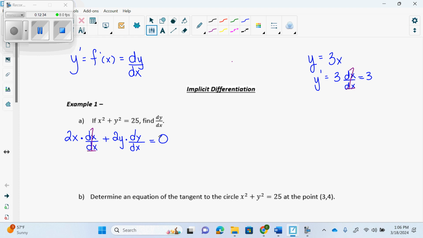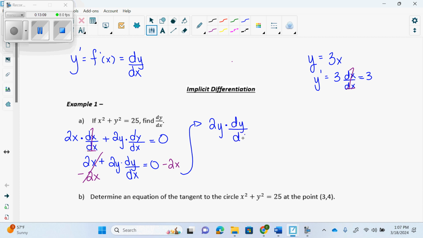Yes? Now, all we want to do in the end is get dy over dx by itself. So I technically have 2x plus 2y dy over dx equals 0. And I want to get dy over dx by itself. So what's the first thing I need to move? The 2x. And how do I move it? Subtract it. So I have 2y dy over dx equals negative 2x.